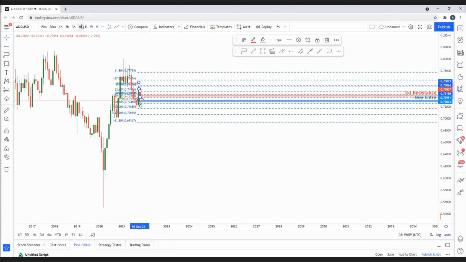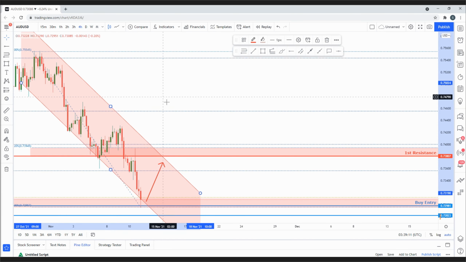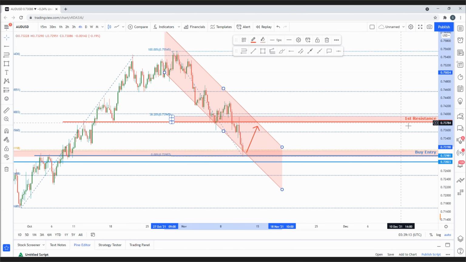My TP is at, let me check, 0.74. I think it's okay, but maybe this TP is somewhere here, right? If it's somewhere here, I think it's fine. Most probably it will hit it. I hope this trade goes well, because I think this is really a very good long position.